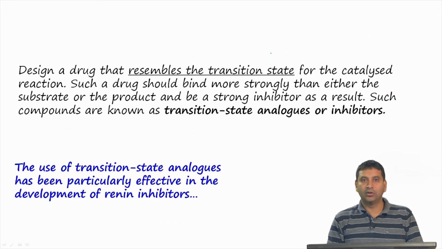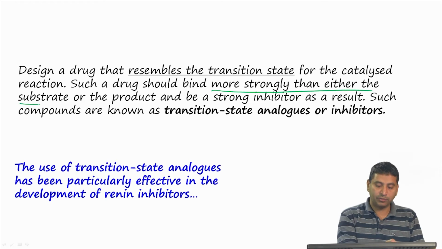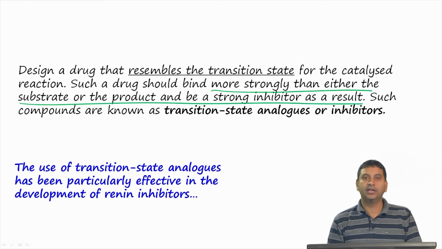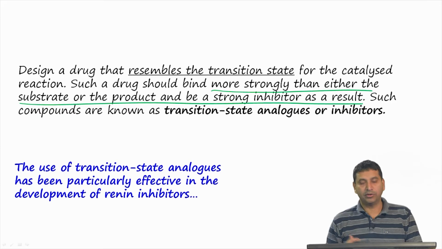So, let us just go back and look at what we have seen in class. That is, if you design a drug that resembles a transition state, then such a drug should bind more strongly than either the substrate or the product. And if it is going to bind more strongly, then it is not going to dissociate if there is no turnover, right. So, these compounds are known as transition state analogues or transition state inhibitors.